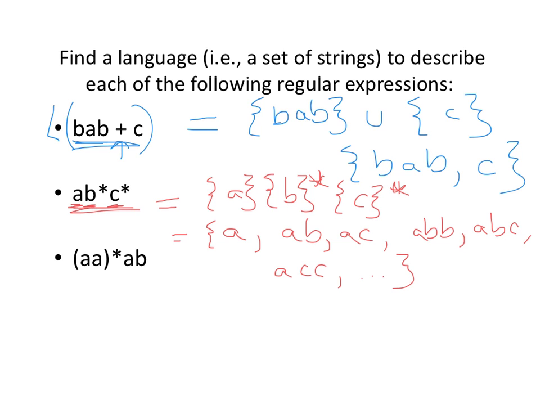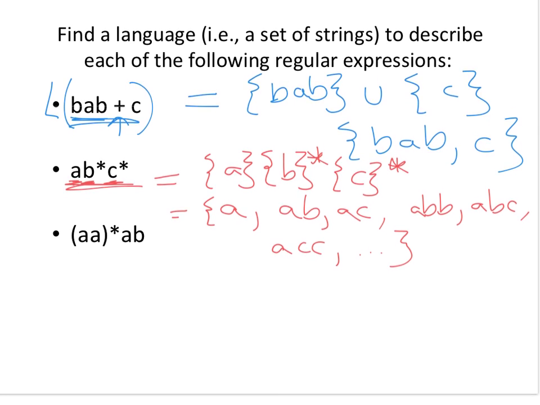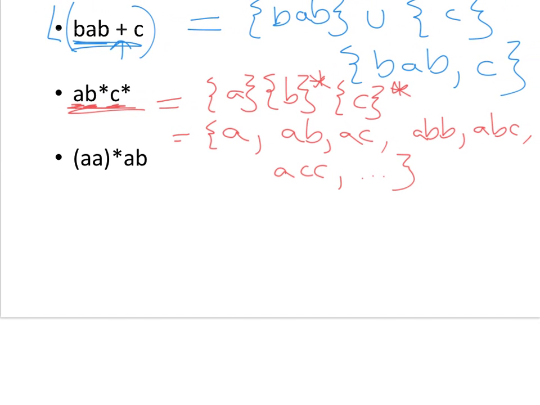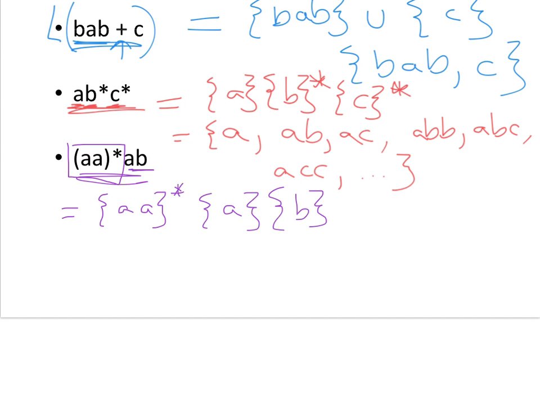For this last one, let's see, can I move this up a little bit? Good. For this last one, this says that you take 0 or more copies of this AA and then always end with an AB. So again, doing the direct translations into sets, we could just use the concatenation and say this is the set AA starred, concatenated with the set that only contains A, concatenated with the set that only contains B.